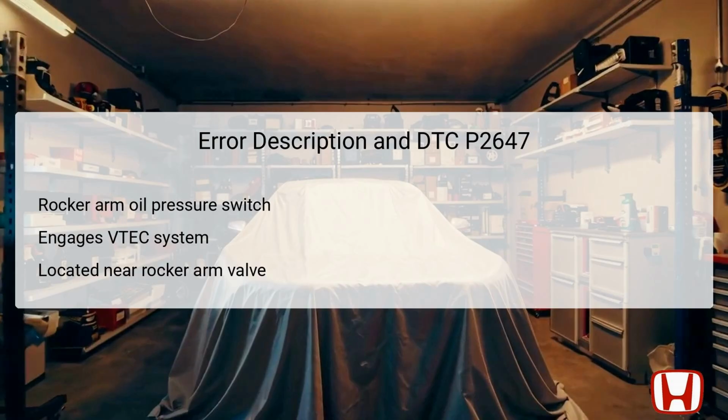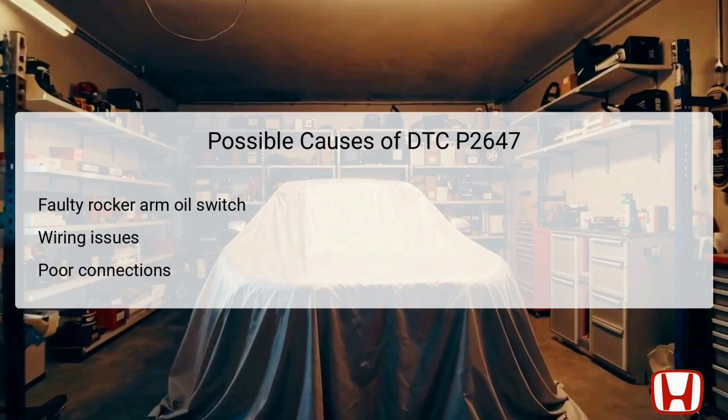The switch is located near the rocker arm oil control valve, making it accessible for inspection and replacement if necessary. Correct operation of the VTEC system relies heavily on accurate readings from this switch, thus making it essential for optimal engine function. To diagnose the DTC P2647, several possible causes must be considered.